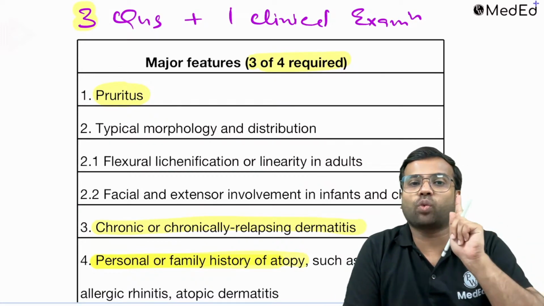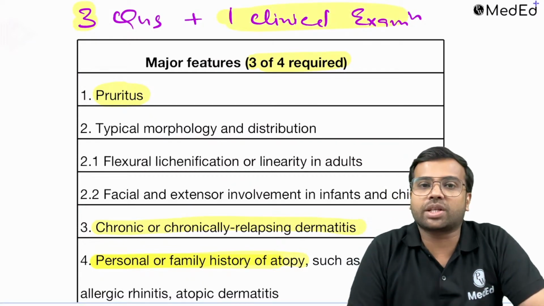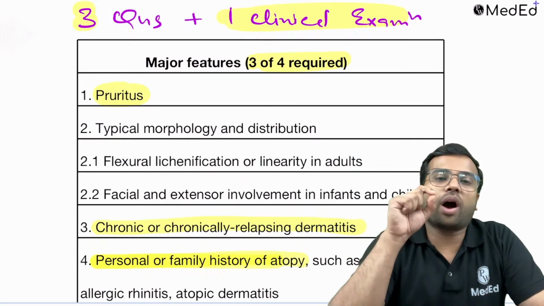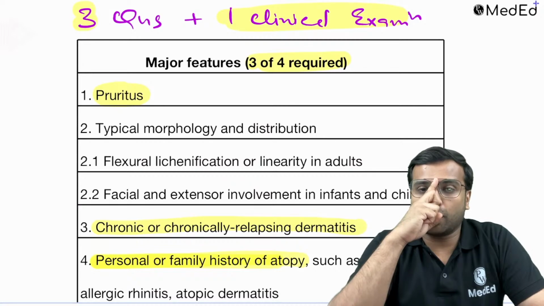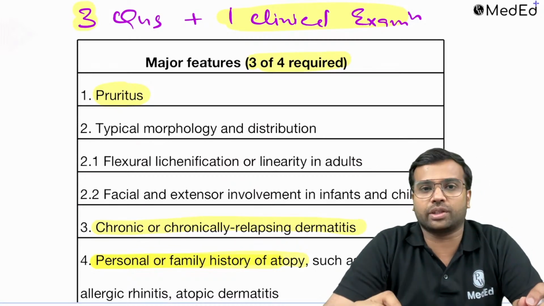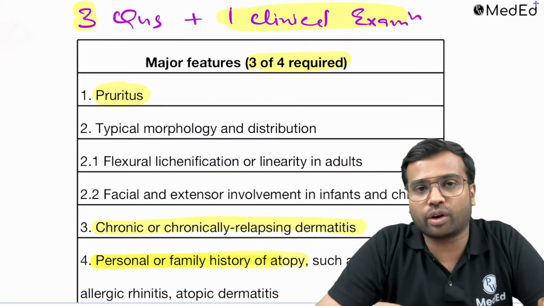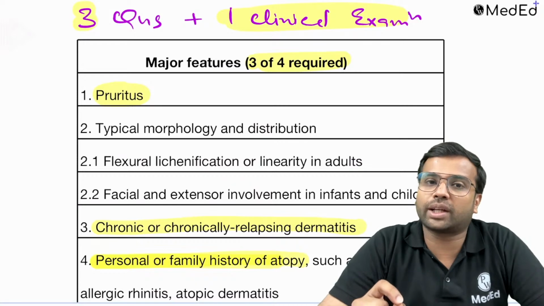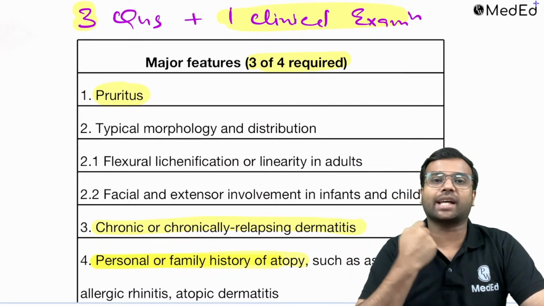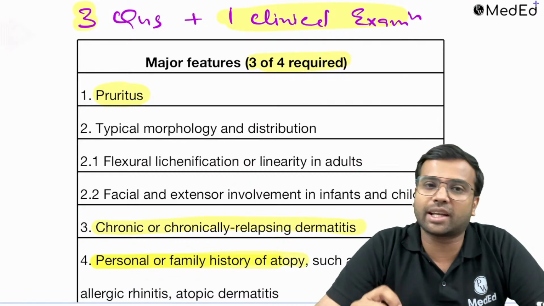Now, what is that one clinical examination that we would do? The one clinical examination that we are going to do in this case is to check for the rash. Now, where do you look for the rash if the child who has come to you is up to 2 years of age, like a 6 months infant or a 1 year infant? Obviously, you are going to look for the rash over the face as well as over the extensor surface, because that is what we have learned in the clinical features.